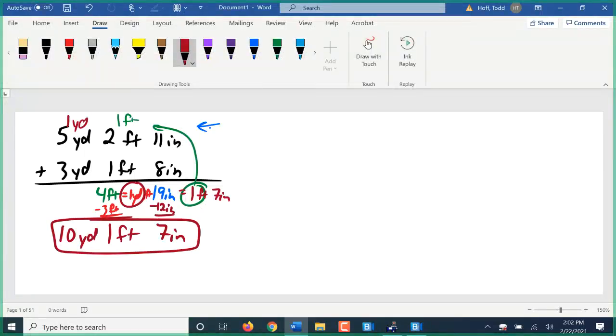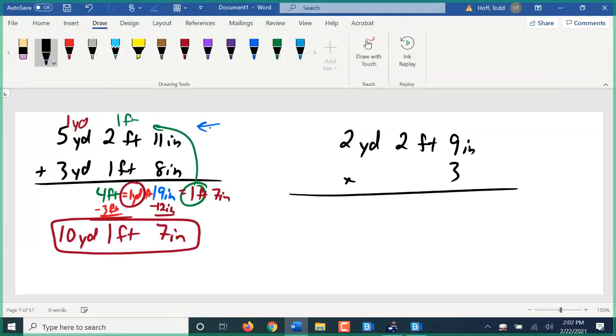But when we got to multiplication, if we were going to do a measurement times another measurement, we did the multiple units if we were multiplying by a scalar. Let's do that first, I guess. Let's do 2 yards, 2 feet, 9 inches, times 3. Work our way right to left.